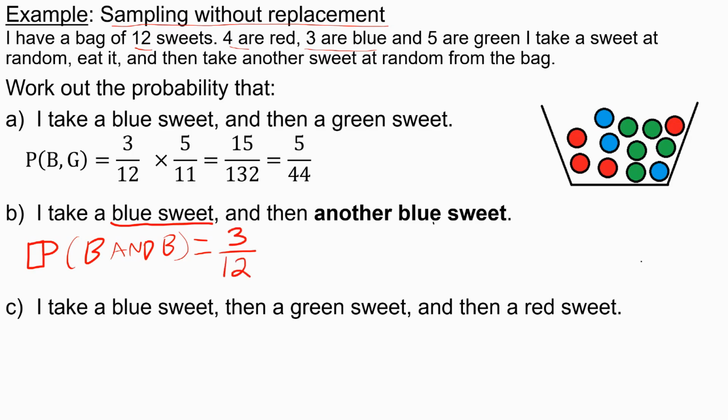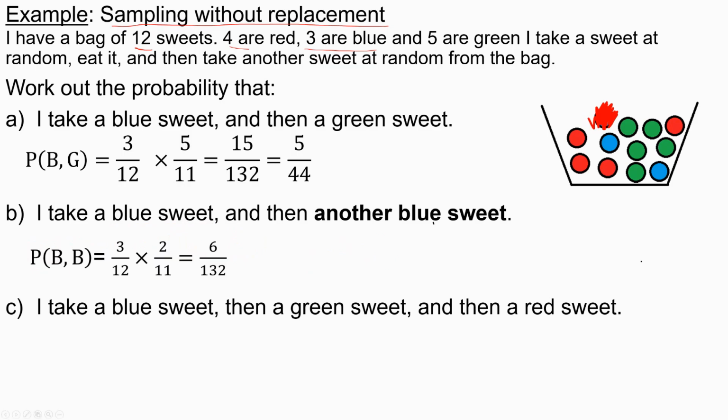I eat that blue sweet, so now I can imagine one of the blue sweets has gone. Now I'm in a new situation. I have 2 blue sweets, so I need to do times for "and", and 2 blue sweets out of 11 sweets, which gives me an answer of 6 out of 132. So again, let's just write it up a little more neatly. And that's how we'd write it.